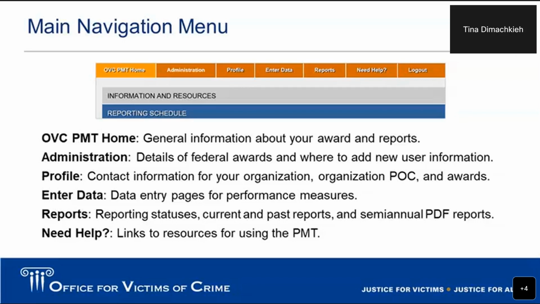The next tab is the administration tab. That has details on the federal awards that you have under your portfolio, your human trafficking portfolio. It includes information like a start date, an end date, and the purpose of your award. The administration tab also is the place where you go to add new user information and to create new users for your organization. And again, I will show you how you do that in a moment.